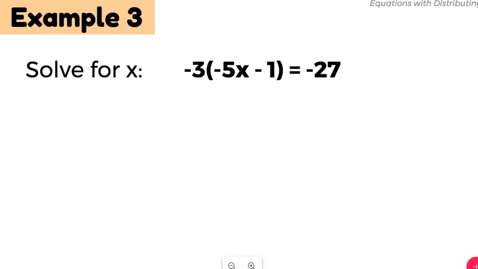All right, example 3. We'll go a little faster. All right, first step is to simplify. I actually have a subtraction sign right here that we're going to need to fix. So we'll do our add the opposite.